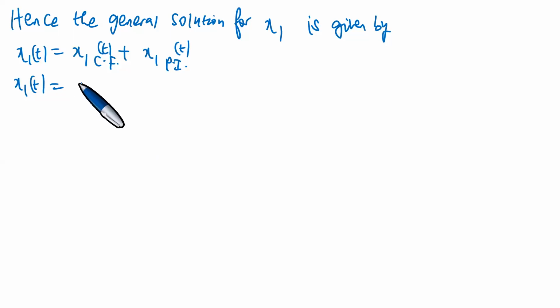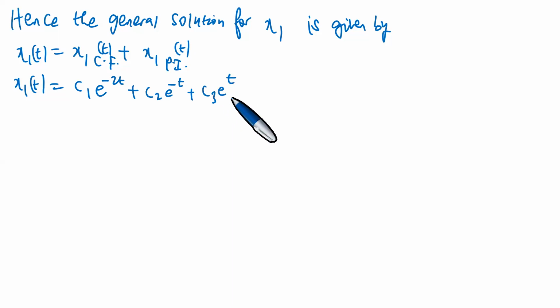Okay, so we remember that this one is C1 e to the minus twice t, C2 e to the minus t, plus C3 e to the t, according to the roots of the auxiliary equation. This is actually the complementary function, and we have seen that the particular integral is twice t minus 2.